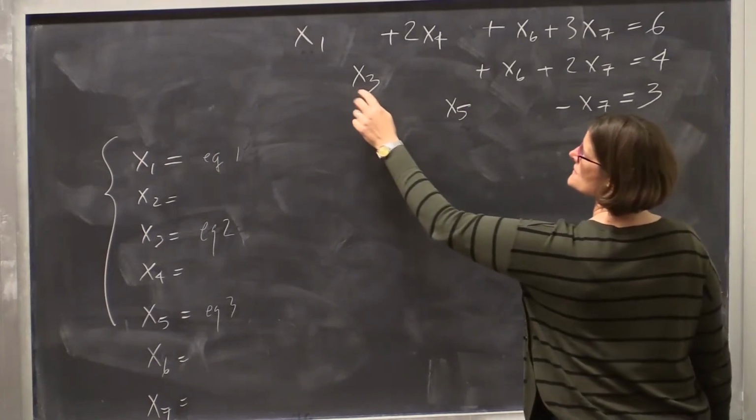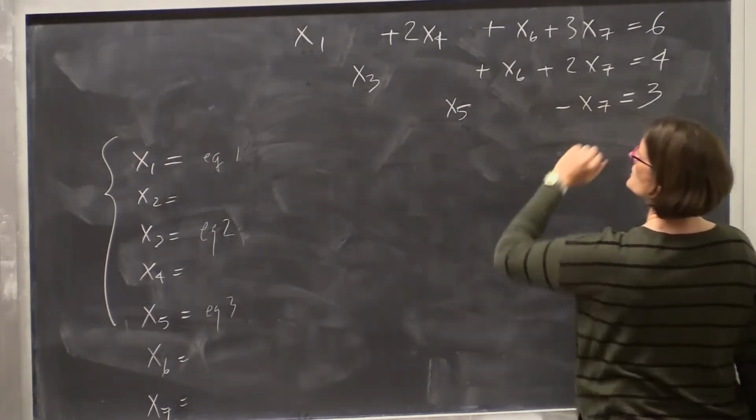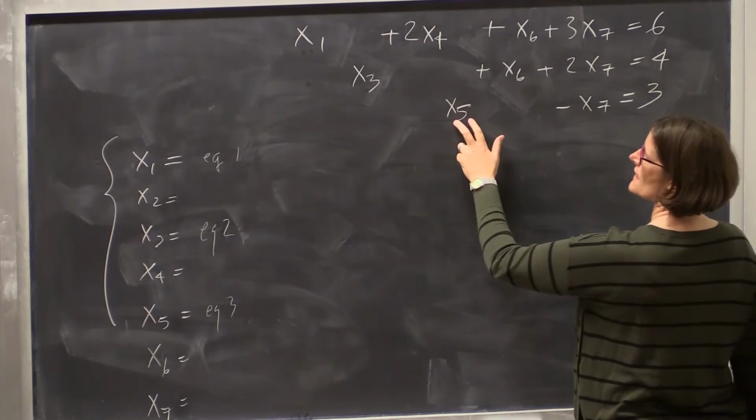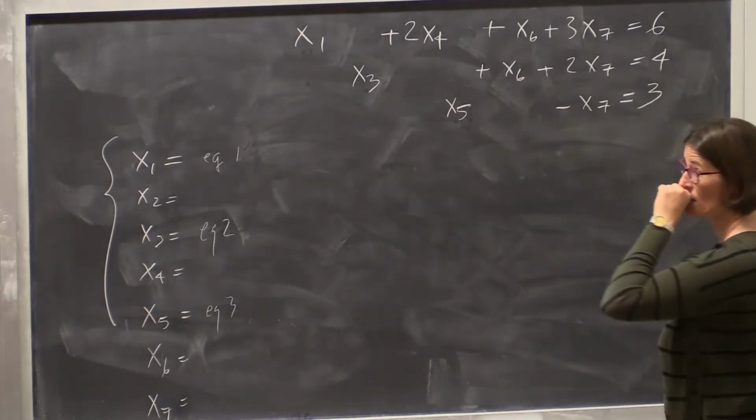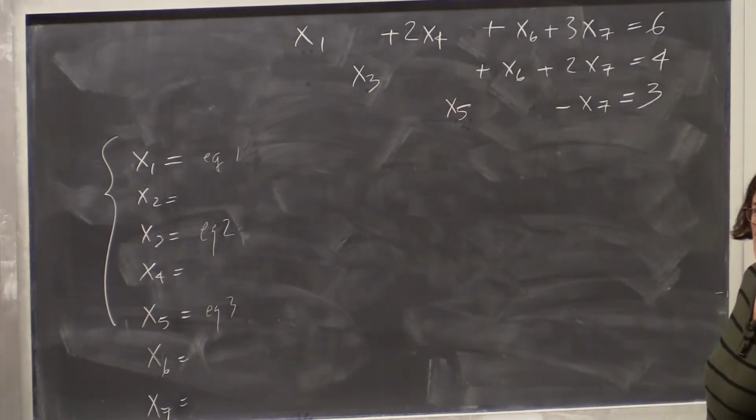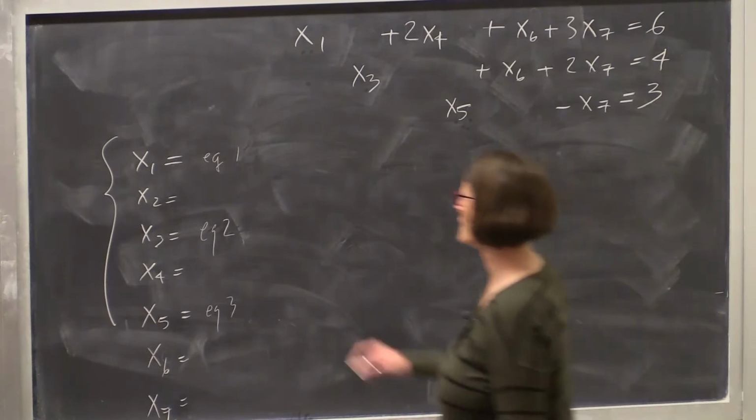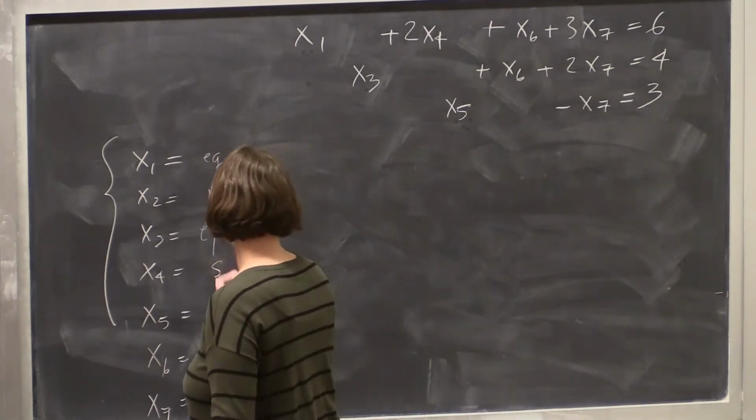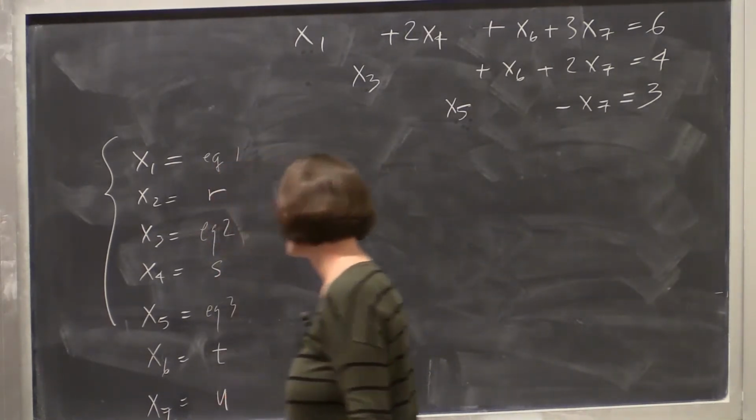Equation 2 isn't going to see x1 or x5. They don't show up in equation 2. x5 isn't going to see x1 or x3. They don't show up in equation 3. So where must you put the parameters? x2, x4, x6, x7. So R, S, T, U. You must.